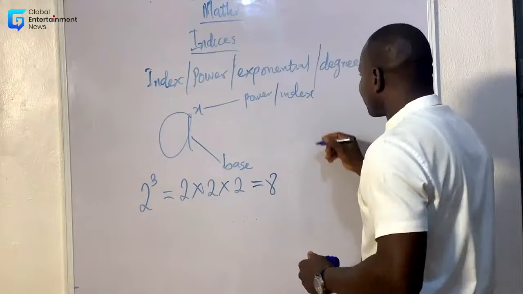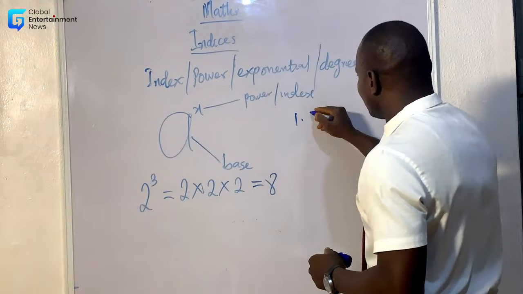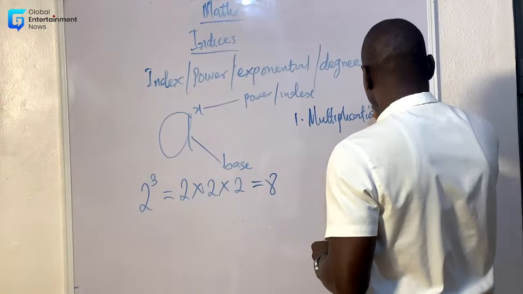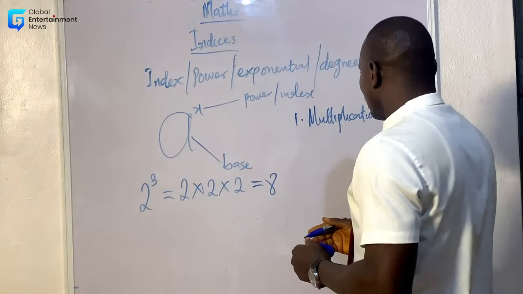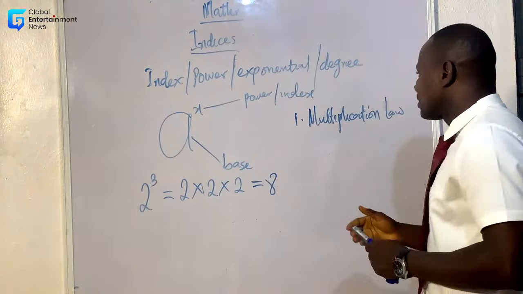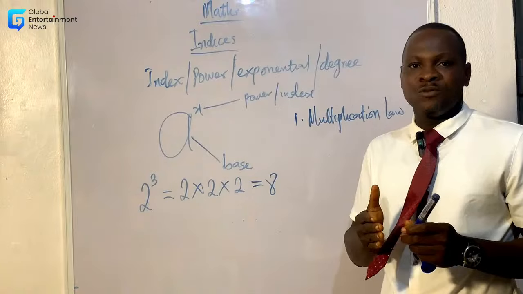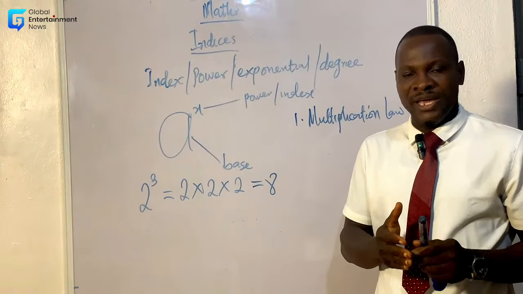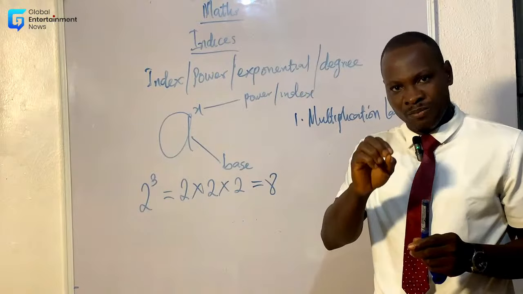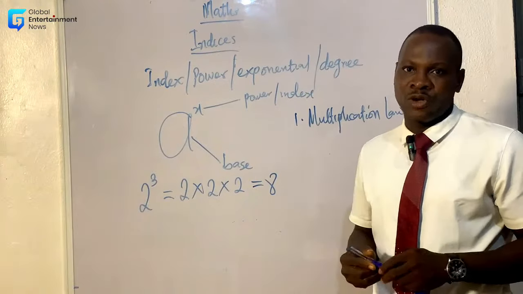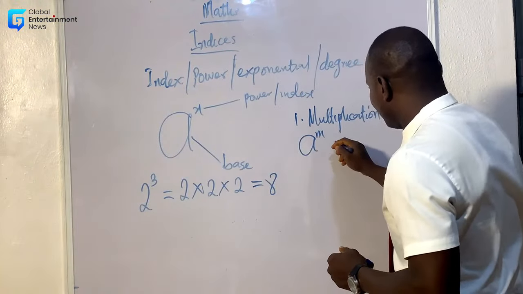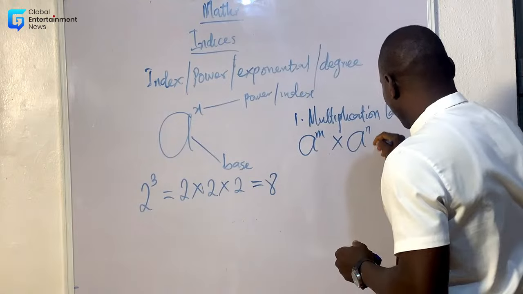Number 1, we call it the multiplication law. The multiplication law says that if we have the same base, then we pick one base and we sum up the power. For example, if we have a raised to power m times a raised to power n.